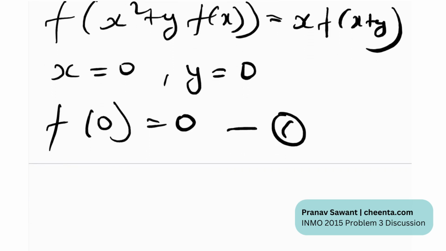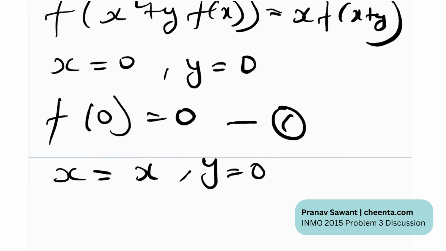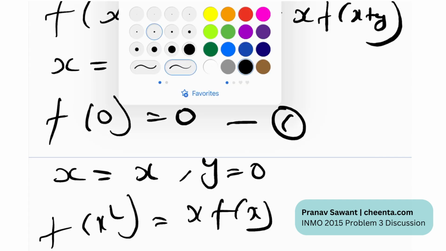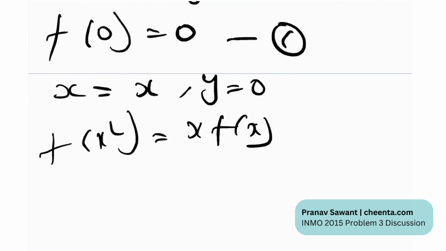Let's just save it. Now the second substitution that I'm going to make is I'm going to plug in x equals x, and y equals 0. When I do that, I will essentially get f of x squared is equal to x times f of x. Now at this point I'm going to make a claim.